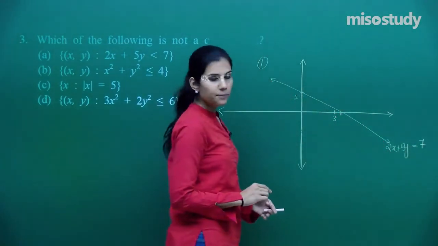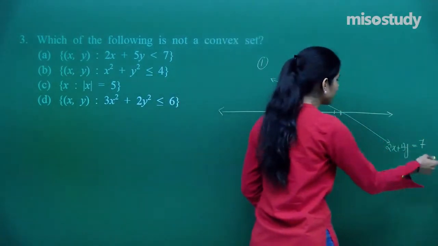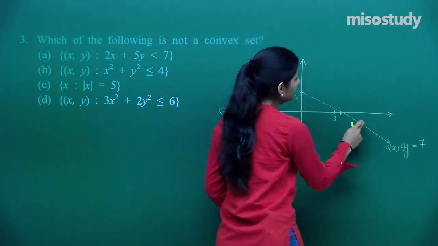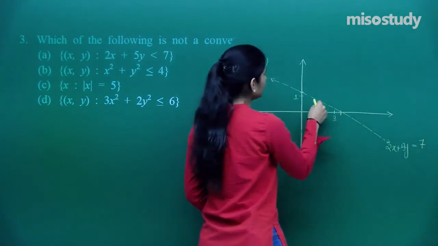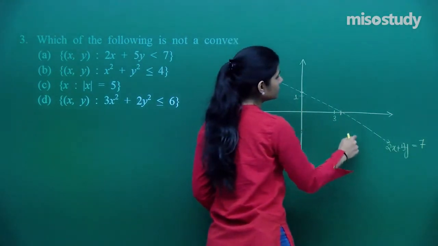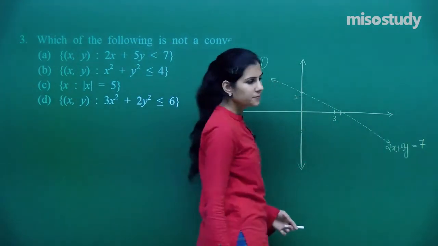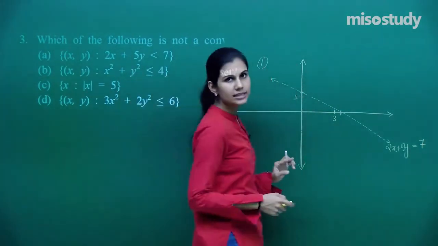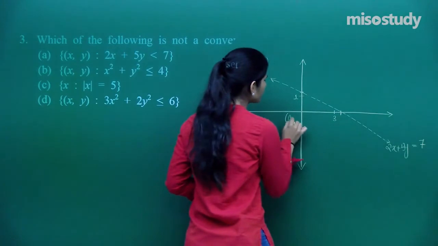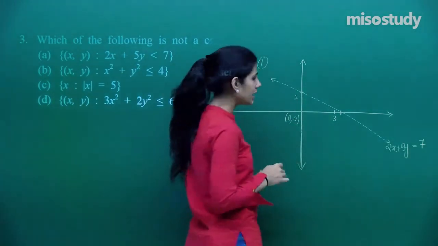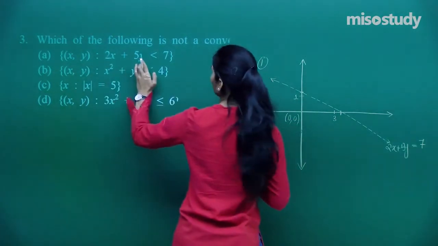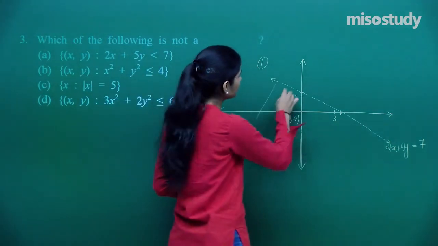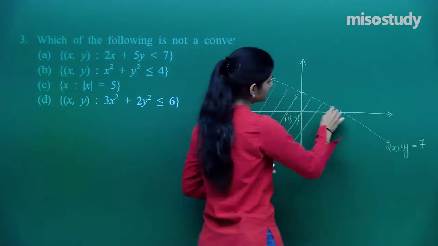Because I am not interested in the points which satisfy 2x plus 5y equal to 7, this line will be drawn as a dotted line. Is it clear? Now I want all those (x, y) for which 2x plus 5y is strictly less than 7. Take any point which is not lying on this line, suppose the origin, put x equals 0, y equals 0, 0 plus 0 is less than 7, this is true, and therefore the region represented by this is this.